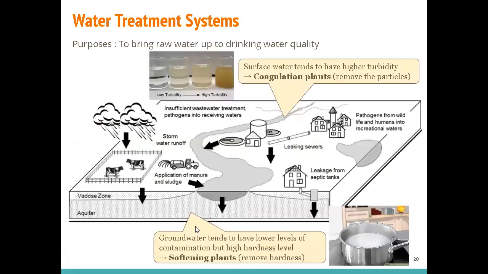Okay, so two types here. For the surface water, it tends to have higher turbidity. That's why we need to remove it. So the main job here is to remove the turbidity. And for the groundwater, the main job is to soften the water, remove the hardness, so-called hardness, meaning the metal ions inside. That's what we expect, right? We expect the water to be transparent without any impurities.